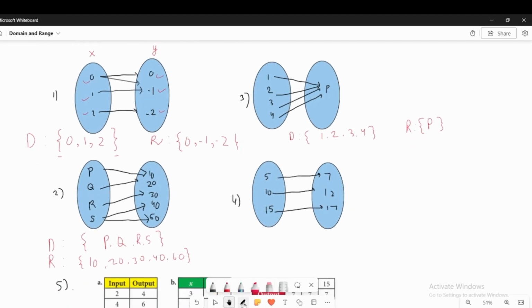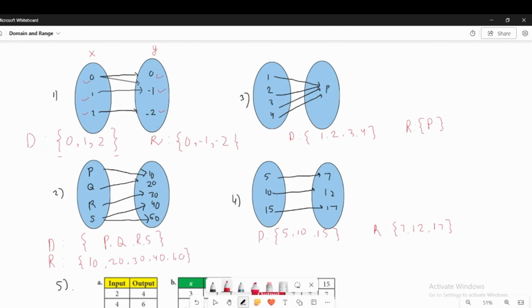In example number 4, the inputs are 5, 10 and 15. So the domain is going to be the collection of all these inputs together. So this is your input. Here you can see the outputs are 7, 12 and 17. So that means here the range would be this. So that's all in domain and range.